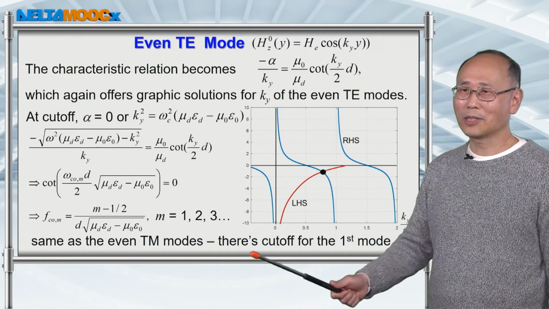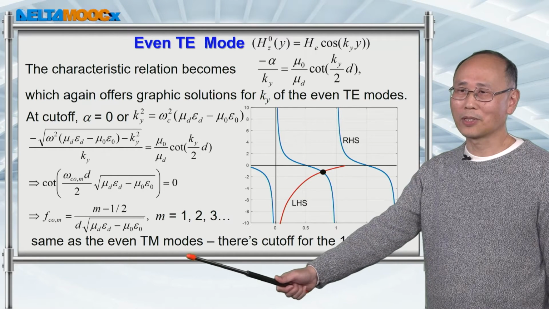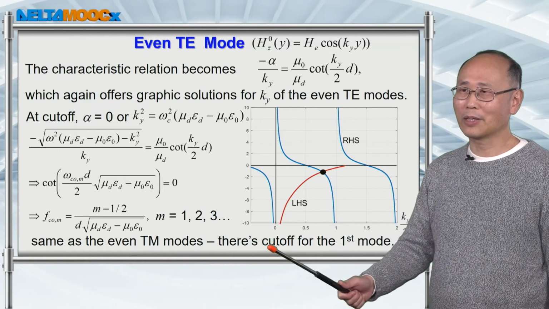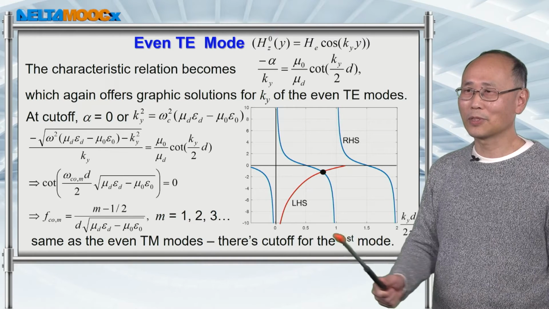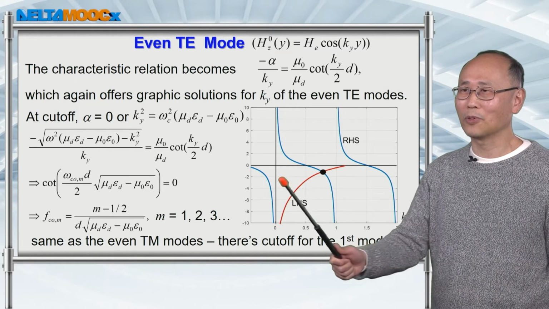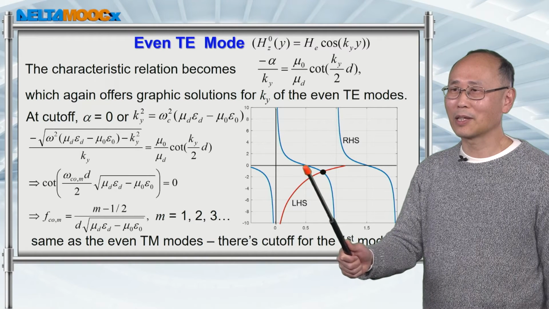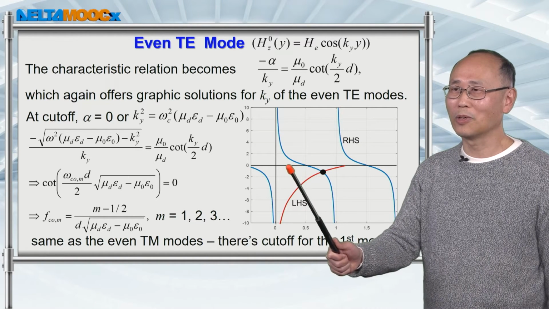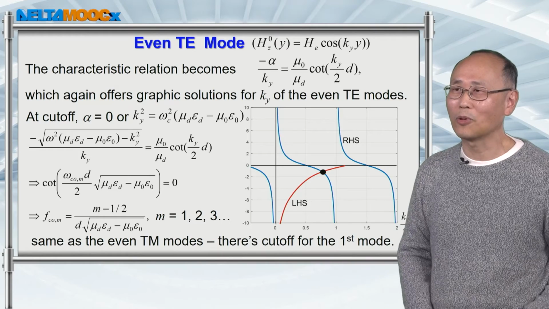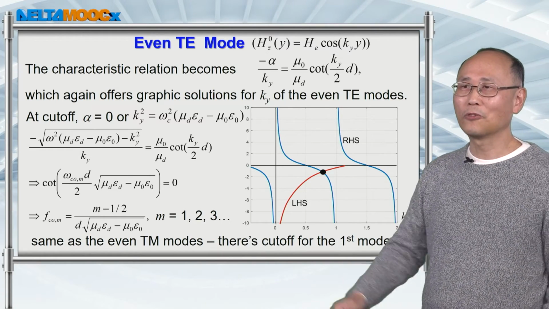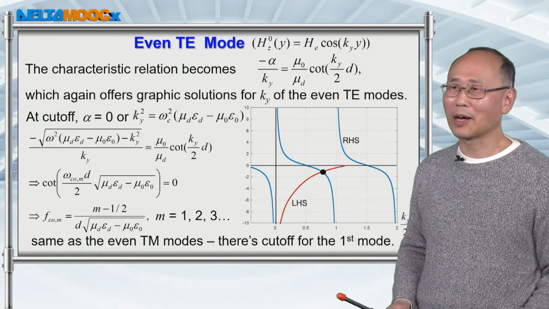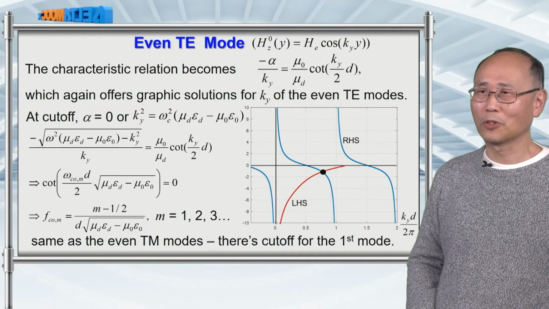And you can see that this is the same as the even TM mode. There's a cutoff for the first mode, because if you move this point to a value less than this point, then you won't find any intersecting point on this figure. So for even TE mode, there's a cutoff for the first mode.